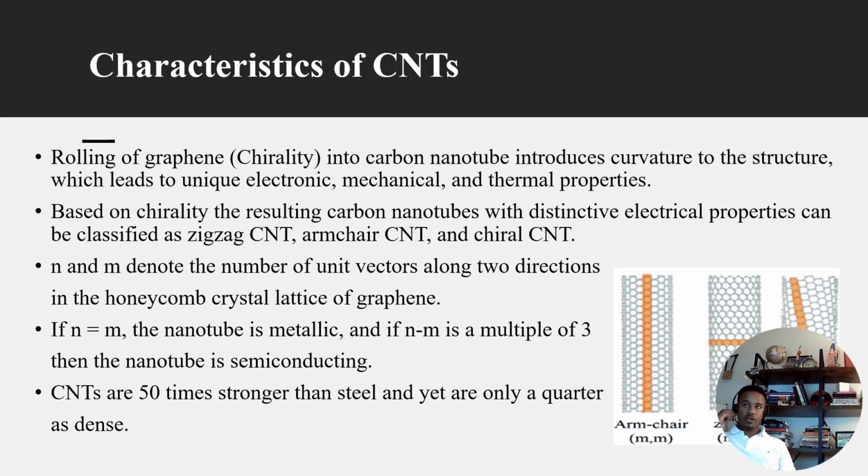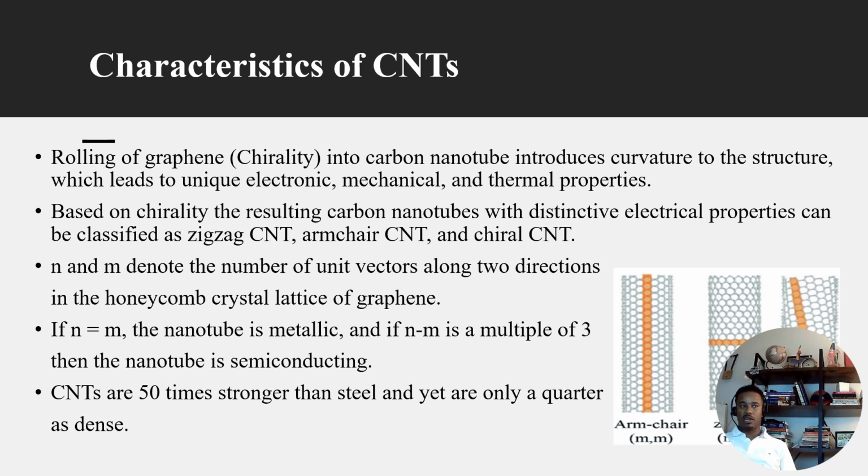Now, let us see the characteristics of this amazing material called carbon nanotubes briefly before moving into the fabrication part. As I said earlier, the rolling of graphene creates carbon nanotubes. So this rolling is called chirality, and it introduces a curvature to the structure. And the way the graphene is rolled leads to unique electrical, mechanical, and thermal properties. So, based on chirality, the resulting carbon nanotubes with distinctive electrical properties can be classified as zigzag, armchair, and chiral, as you can see here on the diagram.